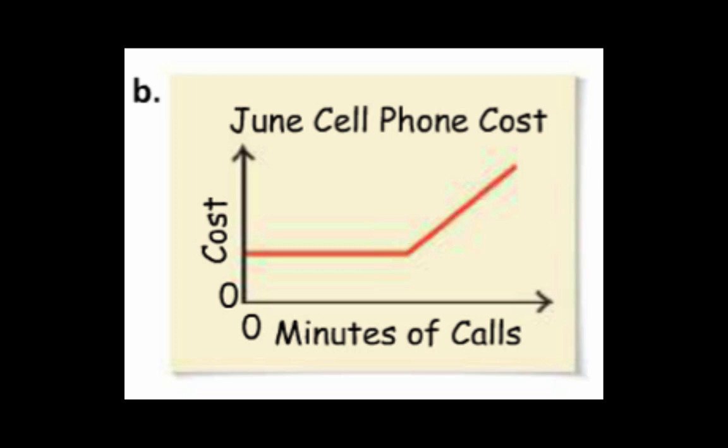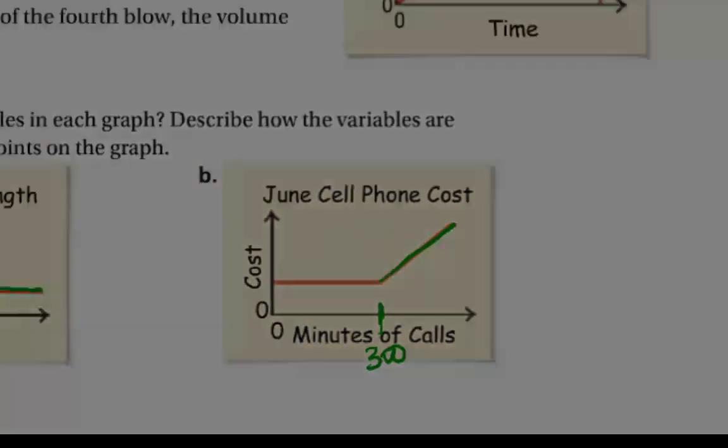Well, a lot of cell phone plans will say, all right, you get 300 minutes free. So let's say that the cell phone plan you were using, you got 300 free minutes. Well, this corresponding value of minutes on this axis here would be 300. And then after 300 minutes, the cost would go up so many dollars or cents per minute. So that's what's represented in that graph.